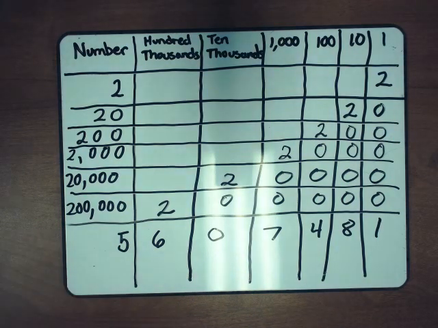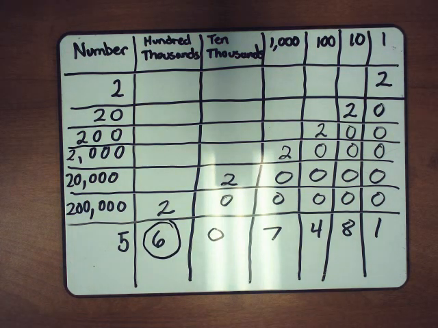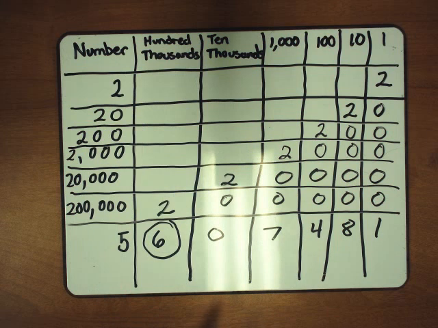What's the value of the 6? That's right, when we take a look right up here, 600,000. What is the value of the digit in the millions place? 5 million.